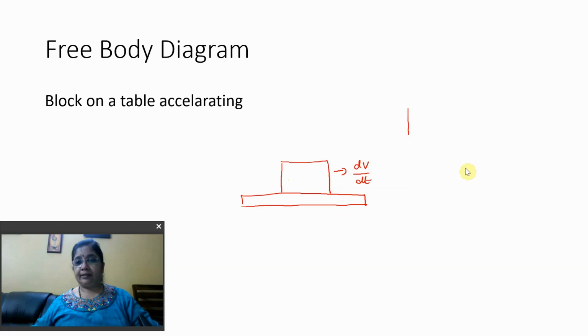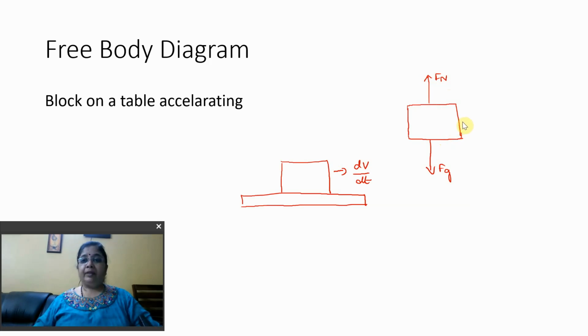Now let us take this case. So you have a block here. Let us go with the things we already know. Force of gravity acting downwards. Then we have a normal force which is acting in this direction. Fine, that's done.